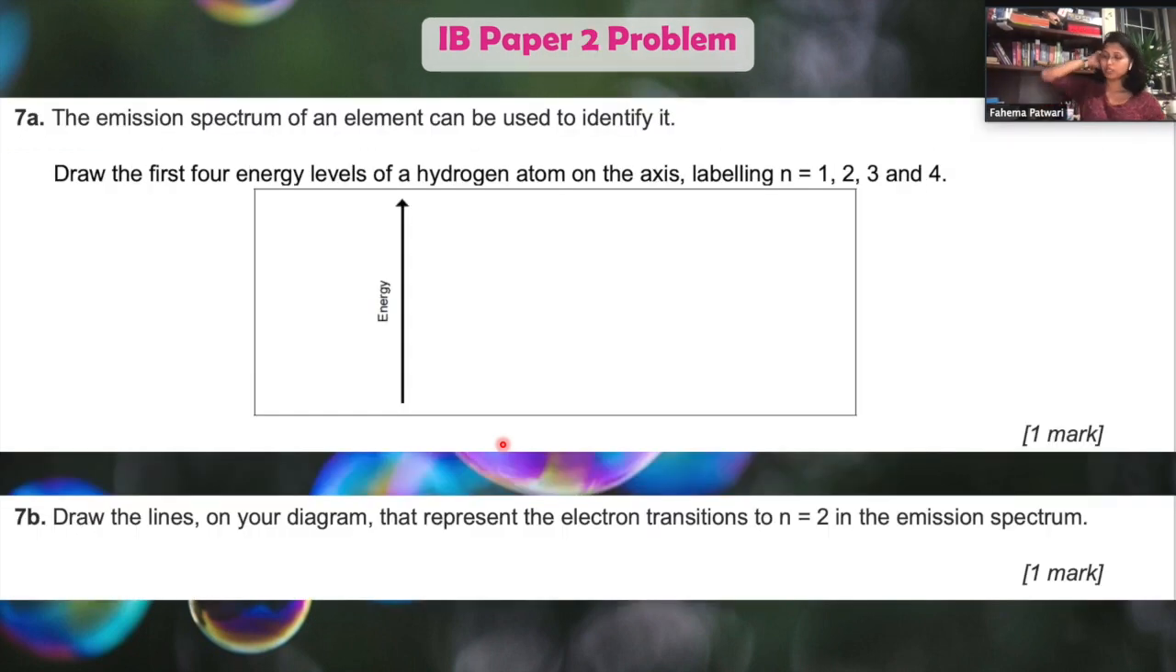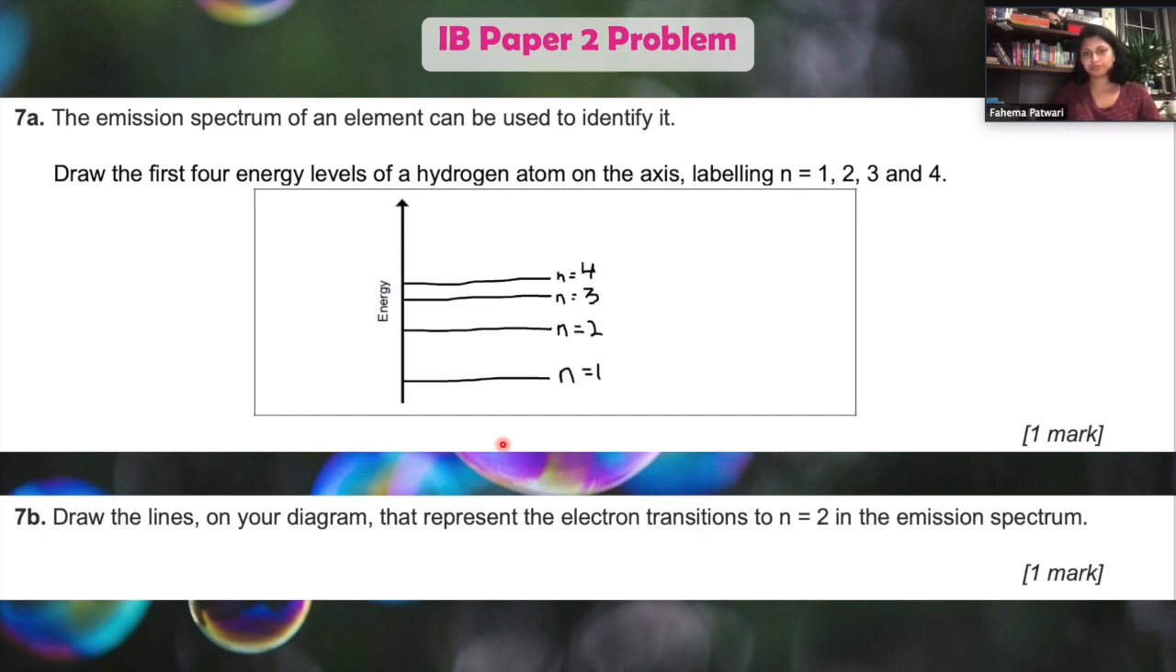Okay, this problem, a lot of people leave blank. All this is saying is draw the first four energy levels of a hydrogen atom on the axis. Label it n equals 1, 2, 3, and 4. And we see that the y-axis is energy. So the higher your line is, the more energy that is. So this is literally all you have to do. Draw the lines, make sure they're converging at the higher energy levels, and label them.